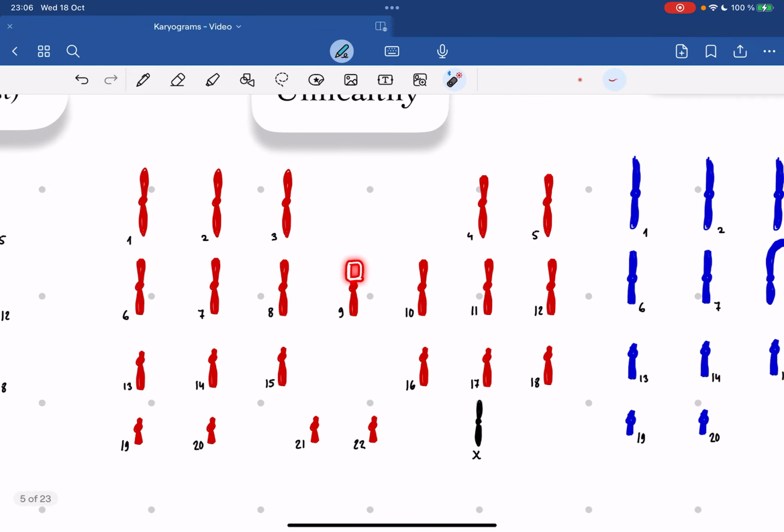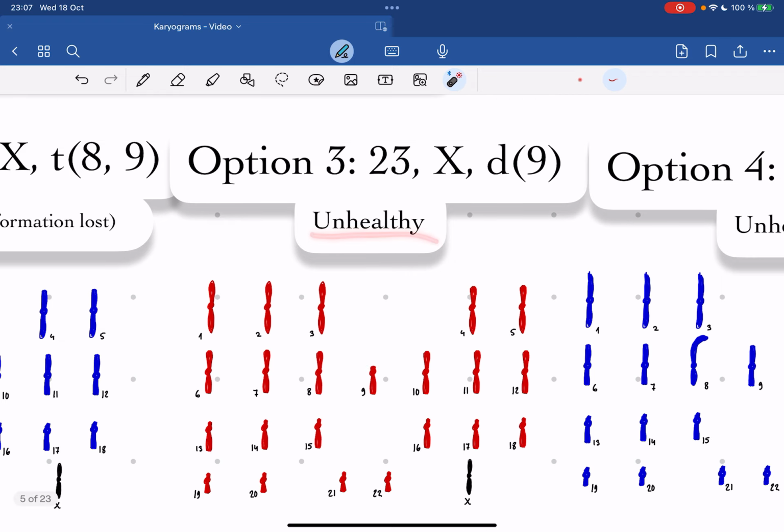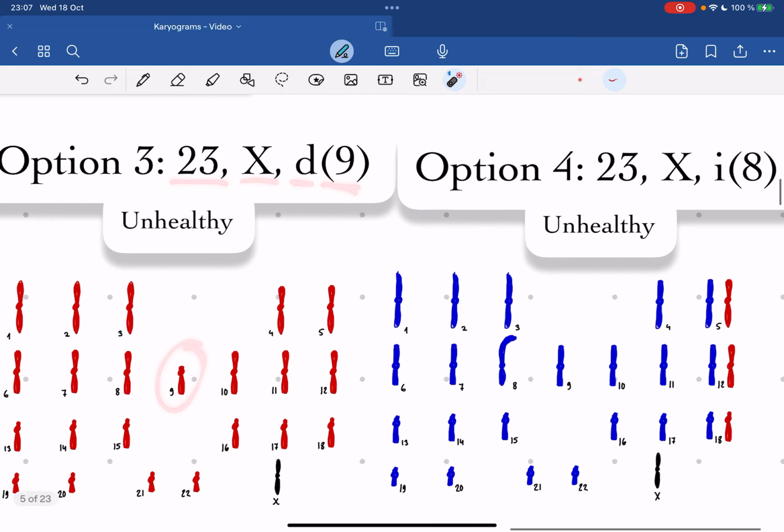And this is how deletion aberration occurs as well as insertion. We just have this deleted part. We can't find where it has migrated from because we chose the wrong chromosomes. And therefore, because this is technically a deletion, it will be unhealthy. There will be a deletion on the one that had the piece migrating into the other piece, right? So 23X deletion on number 9.